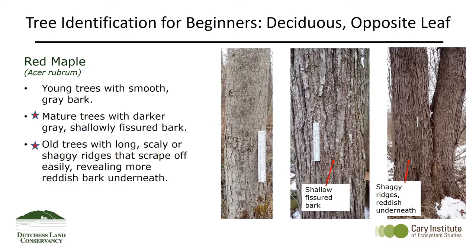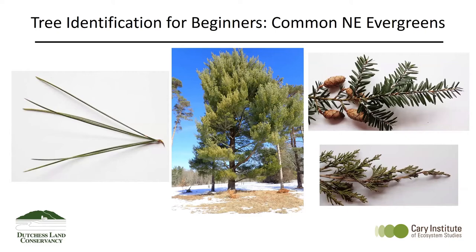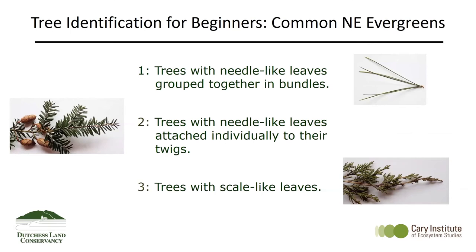We're going to switch now and look at some of the common evergreens that are found here in the Northeast. We're going to divide them into three groups based on the characteristic of the leaves. The first of these are needle-like leaves that are grouped together in bundles, and we've already seen a couple examples of those in the video. The second are trees that also have needle-like leaves, but they're attached individually to the twigs. And then finally, we're going to look at trees that have scale-like leaves.